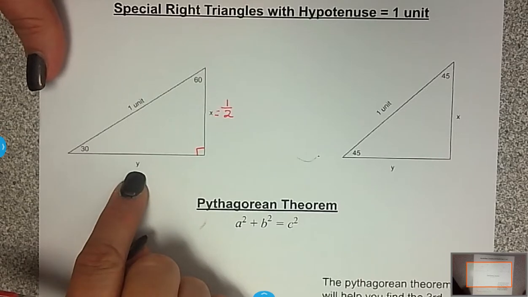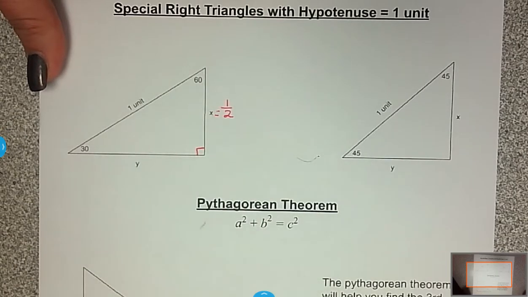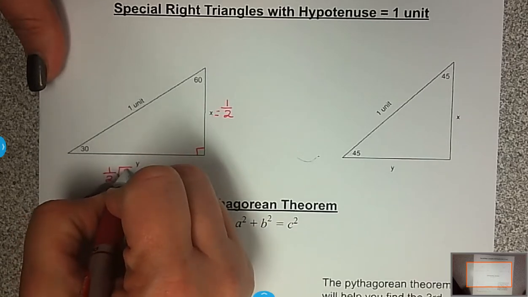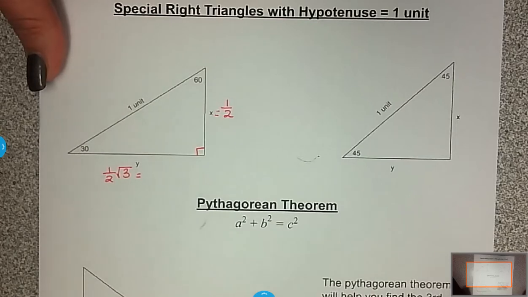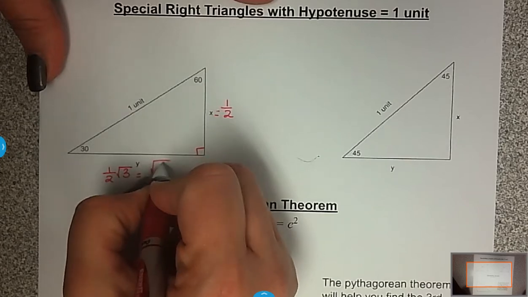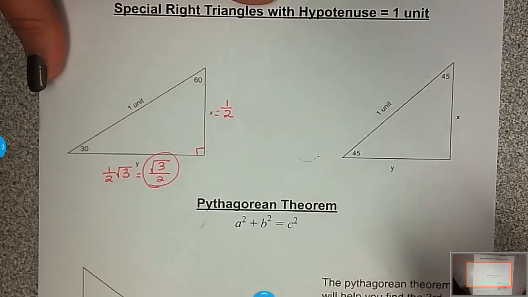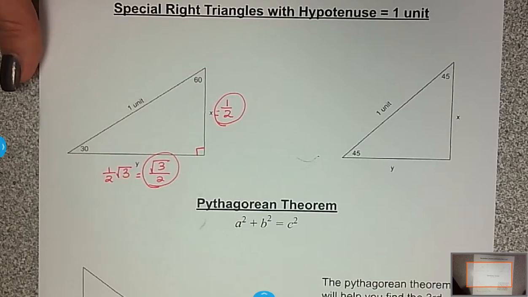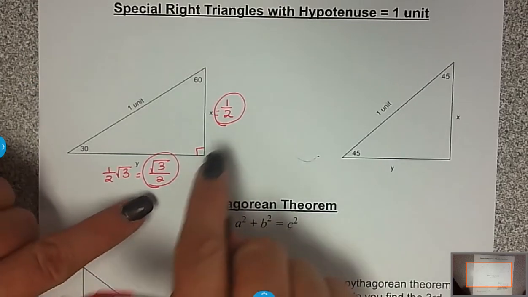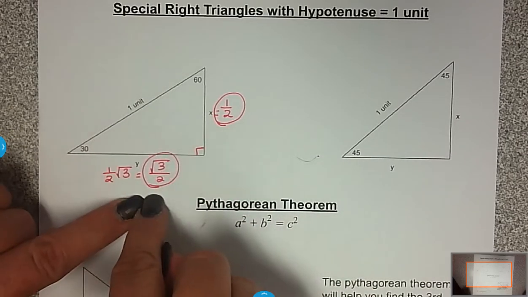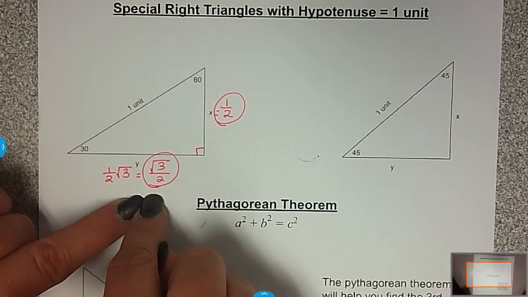The long leg is equal to the short leg times the square root of 3. So I'm going to write 1/2 times the square root of 3 and then simplify it. Go ahead and multiply your 1/2 times the square root of 3 will give me the square root of 3 over 2. So here's my long leg, here's the short leg. For 30, 60, 90 triangles, remember, we've got our A, our 2A, and our A square root of 3. Those are the patterns we used last time.